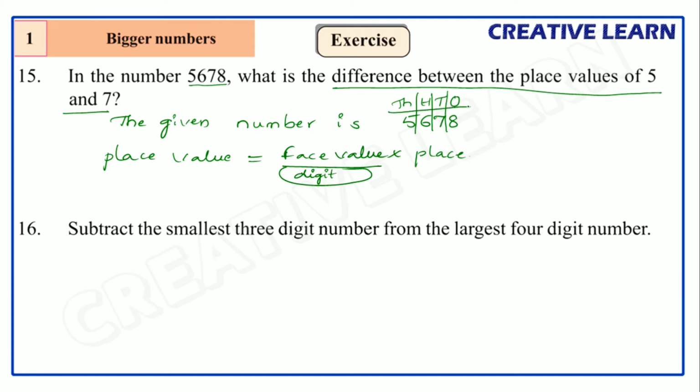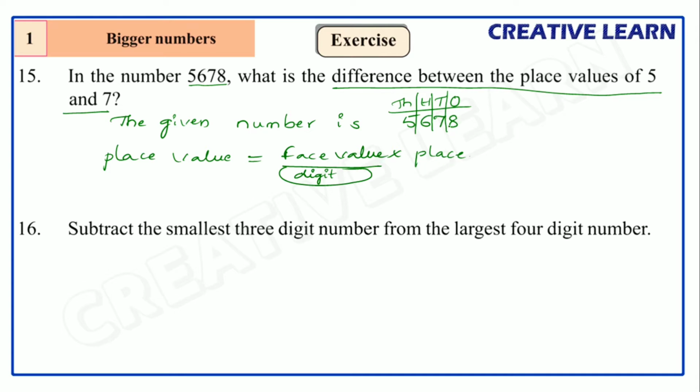For example, what is the place of 8? It is the ones place. What is the place of 7? Tens place. What is the place of 6? It's the hundreds place. And what is the place of 5? It's the thousands place. If we want place value, we have to multiply the face value and place.